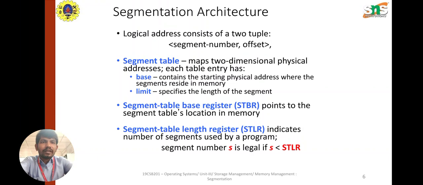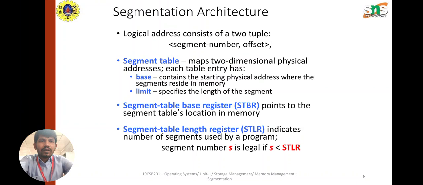In segmentation architecture, the logical address consists of a two-tuple: the segment number and the offset. The segment number is the number assigned to the different segments. The segment table maps two-dimensional logical addresses to physical addresses. Each table entry has a base and a limit. The base address contains the starting physical address where the segment resides in memory, and the limit specifies the length of the segment.